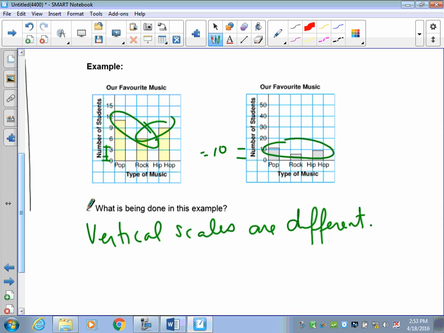So the person drawing graph A is graphing it, I don't know, properly, or not trying to mislead, but the one on the left-hand side here is obviously trying to show that pop music is much more attractive. In fact, if you look at it, it looks like it's almost double the difference, which it isn't. Okay, well, actually it is, but the impression is that it is much, much different.